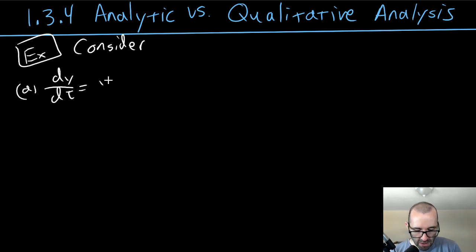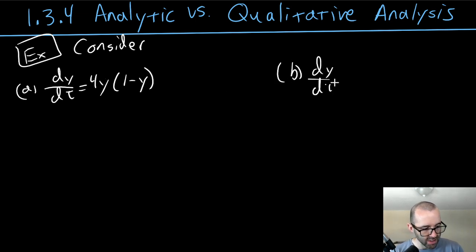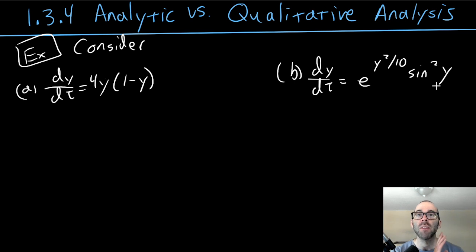dy/dt is just going to be 4y times (1 minus y). And the second differential equation is going to be less simple. dy/dt equals e to the y squared over 10 times sine squared of y. And we are going to be able to do a ton with both of these, which is very exciting. So this first one, I could ask you to find an analytic solution. It's a separable equation. It's autonomous. All autonomous equations are separable because if there's no t, then you can always get the y's to one side by just dividing by the whole thing.